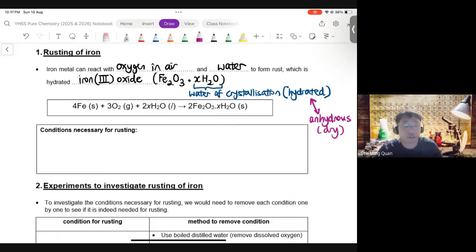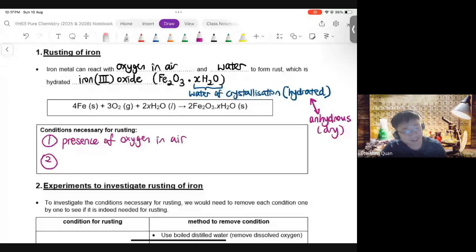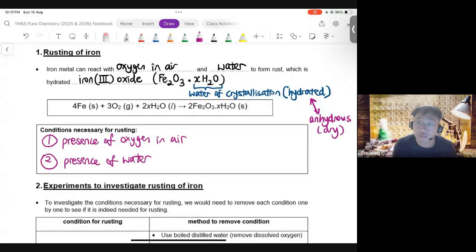Now, so what are the conditions needed for rusting? There are two conditions I can imagine. You know, the first condition is the presence of oxygen in the air. There obviously must be oxygen. The second thing that must be present as well is water. Now, the water here need not be liquid water. The water here could actually just be water vapor in the air.